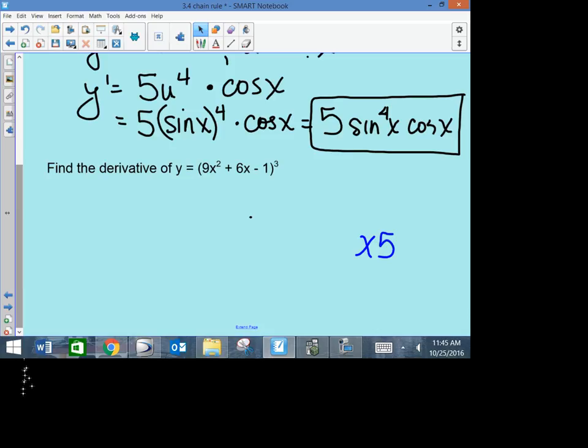That's your decision you got to make. Is it easier to do some algebra first, or should we do the chain rule instead? I know what my decision would be.